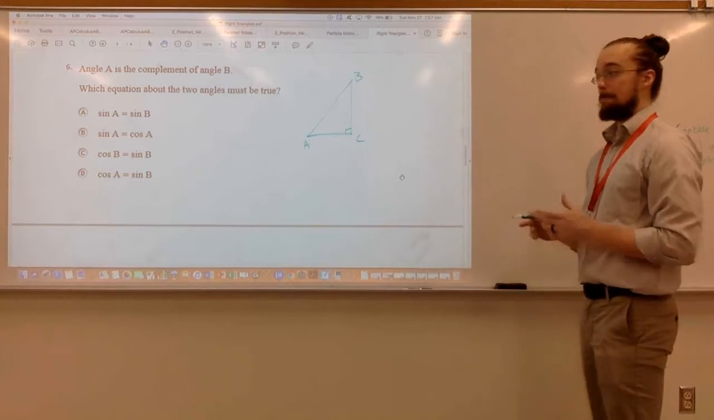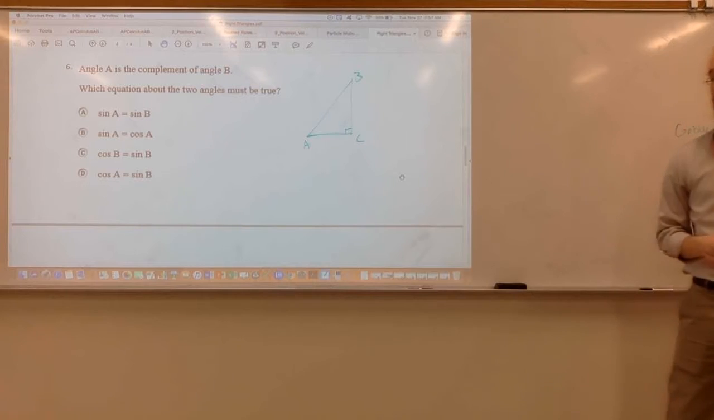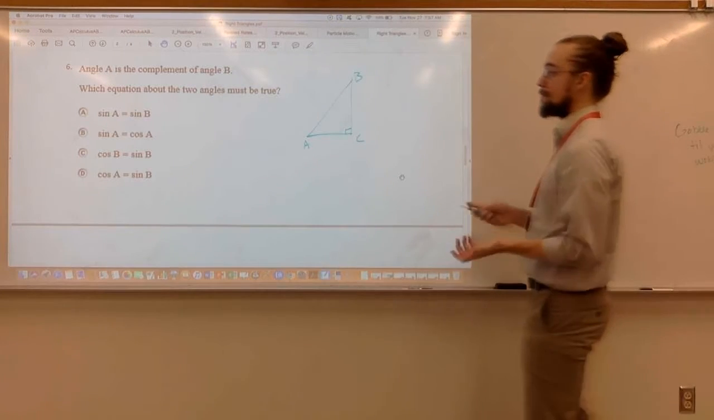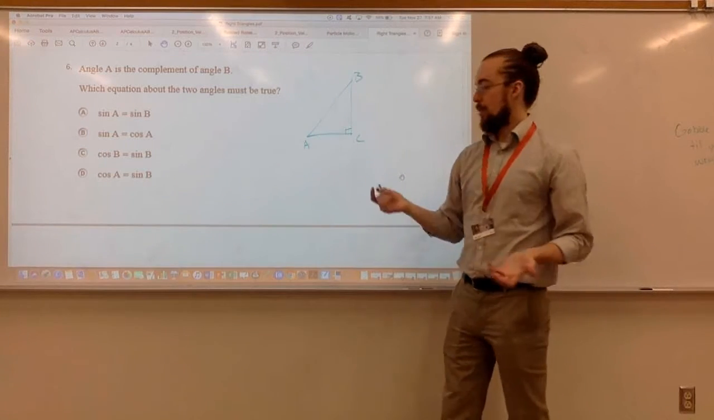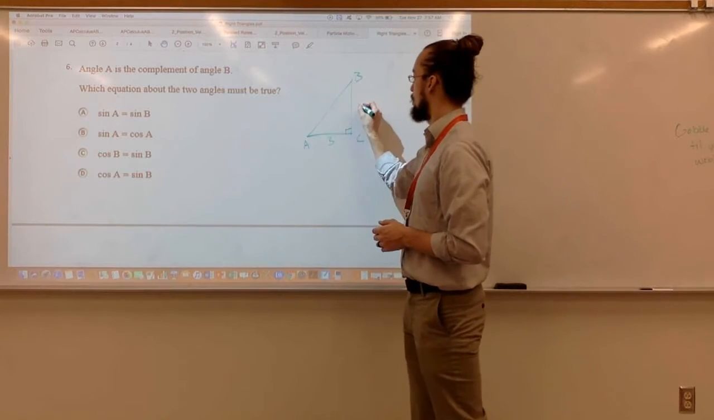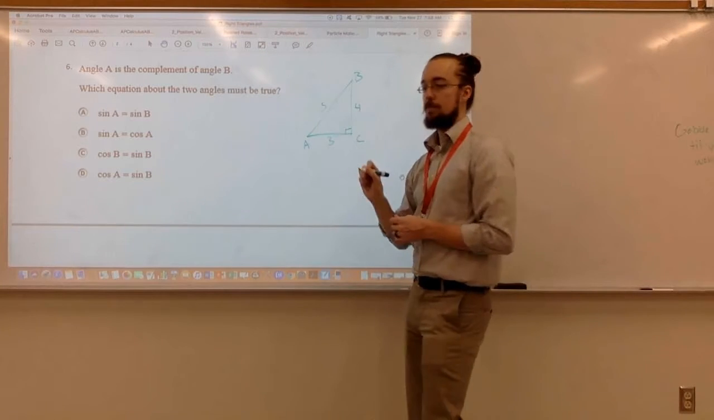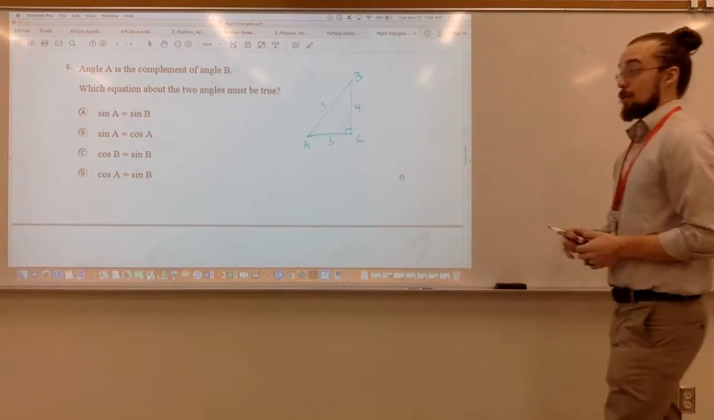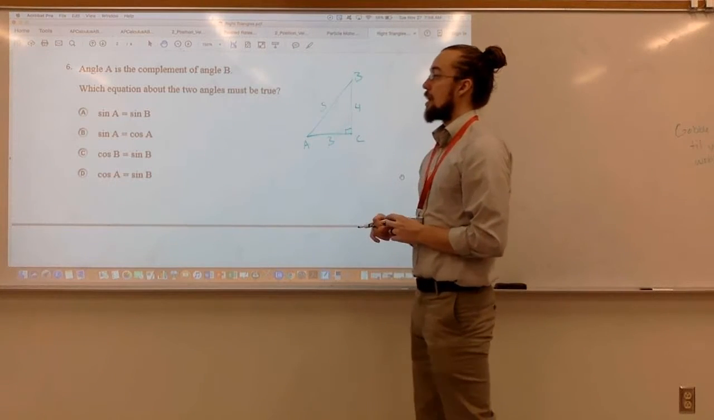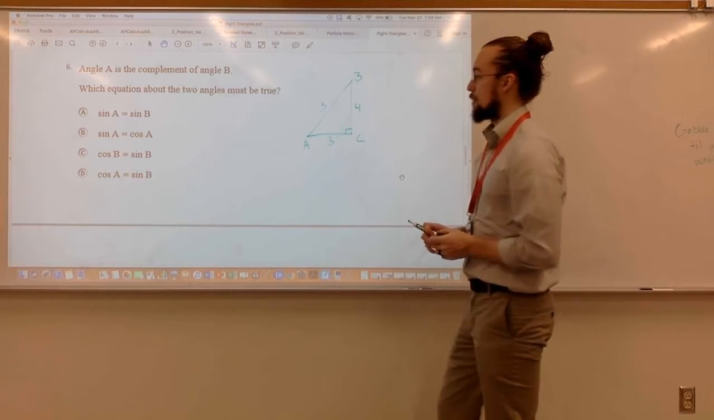So if we can't recognize it right off the bat, we can just assign values to this. So in a right triangle, we could say this is 3, 4, 5. That's a common right triangle. So we could just list these out: the sine of A, the sine of B, the cosine of A, and the cosine of B.